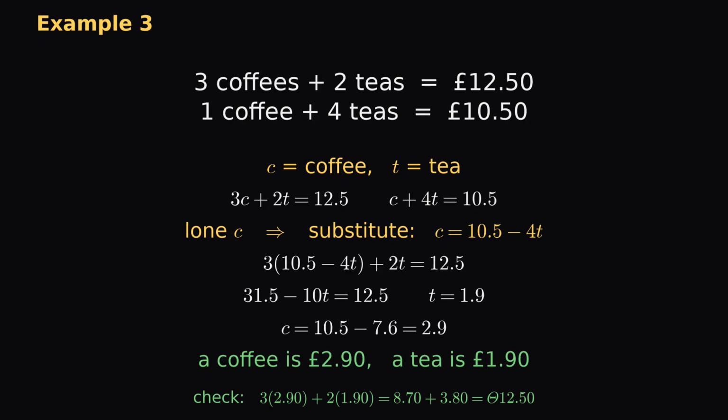Check in the first. 3 times 2.9 is 8.7. 2 times 1.9 is 3.8. Together, 12 pounds 50. Correct. So a coffee is 2 pounds 90 and a tea is 1 pound 90. And say that in words, with units. A bare pair of numbers in brackets drops the last mark.